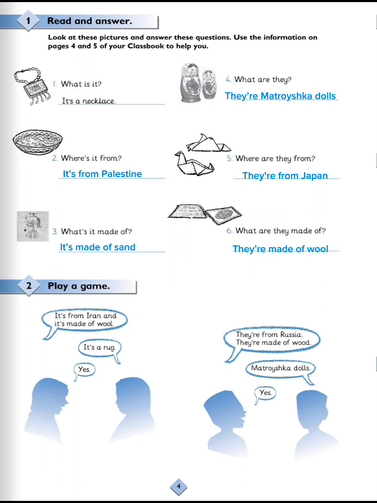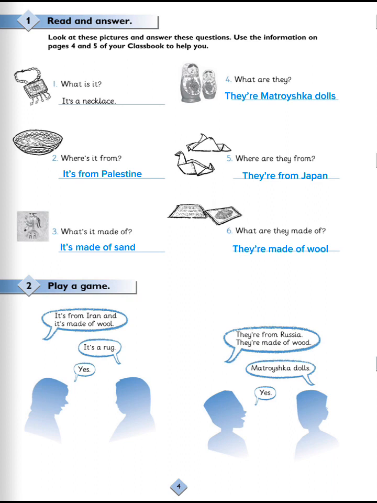What is it? It's a necklace. Number 2. Where is it from? It's from Palestine. Number 3. What is it made of? It's made of sand. Number 4. What are they? They are matryoshka dolls. Number 5. Where are they from? They are from Japan. Number 6. What are they made of? They are made of wool.